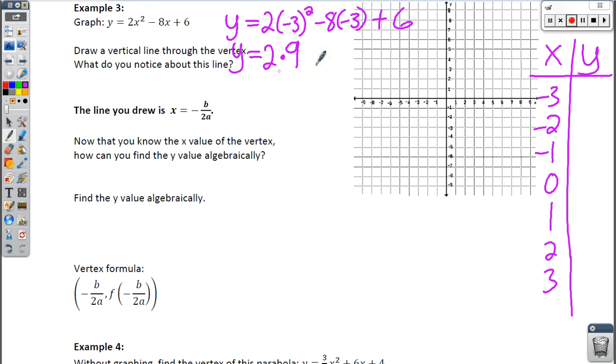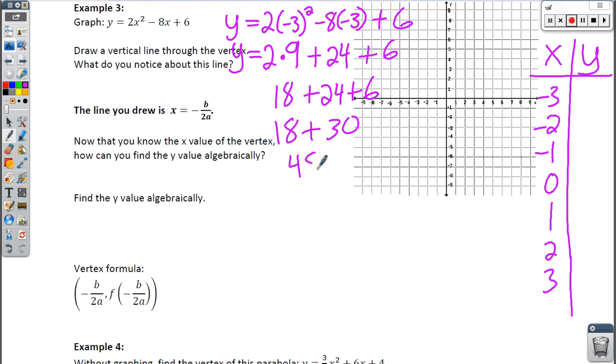2 times 9 then is 18. 8 times -3 is positive 24, then plus 6. So we get 18 plus 24 plus 6. 24 plus 6 is 30. 18 plus 30 is 48. So we get some real big number here. Okay, so maybe we've got to try some different numbers.